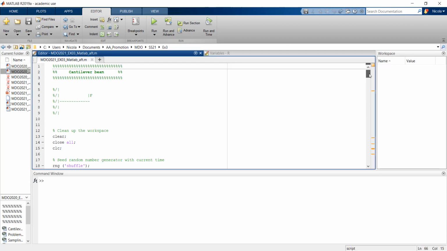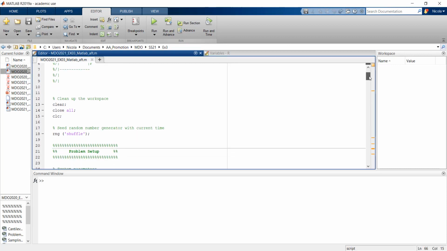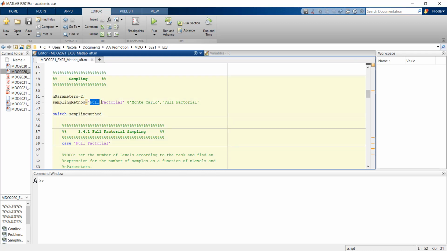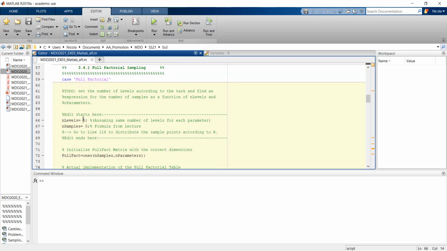So this is the MATLAB script for the cantilever beam. As the first exercise, we have to implement a full factorial design. So full factorial, that's already set. And first we have to set the number of levels that's given in task 4, and then compute the number of samples. The formula is given in the exercise and also in the lecture.